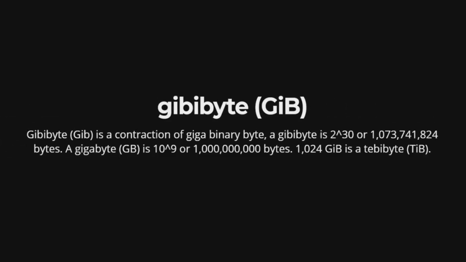Gigabyte, GiB. Gigabyte, GiB, is a contraction of giga binary byte. A gibibyte is 2 to the power of 30, or 1,073,741,824 bytes. A gigabyte, GB, is 10 to the power of 9, or 1 billion bytes. 1024 GiB is a tebibyte, TiB.